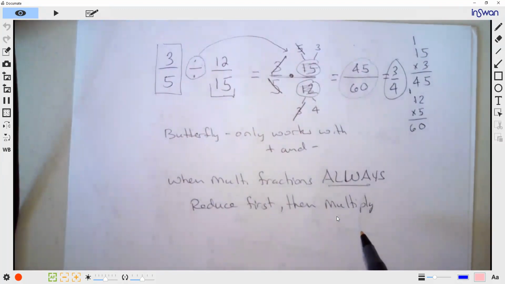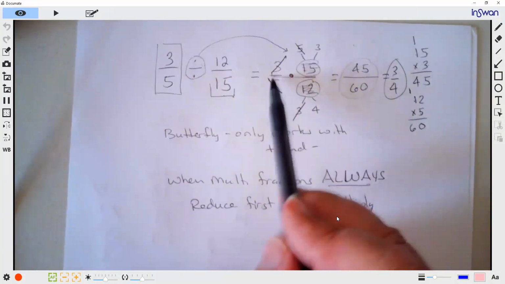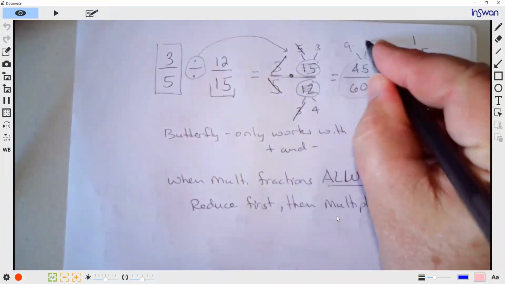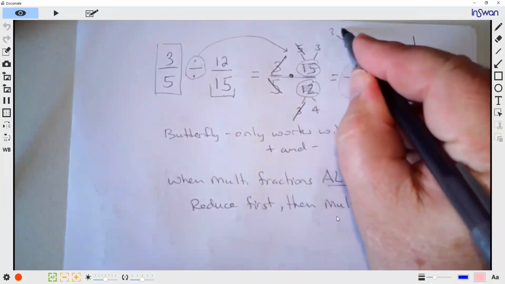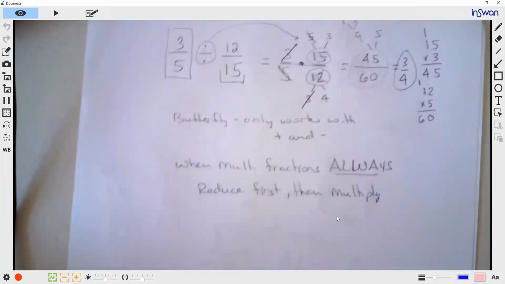Right, it does make it a lot easier. Yeah, because the numbers are small here, so they're easy to see what they're made up of. But with this one, you'd have to go, okay, 45 is 9 times 5, 9 is 3 times 3, and so on. This way is a lot easier.